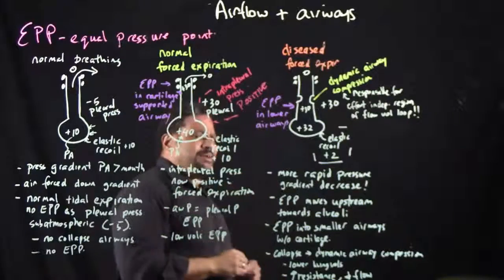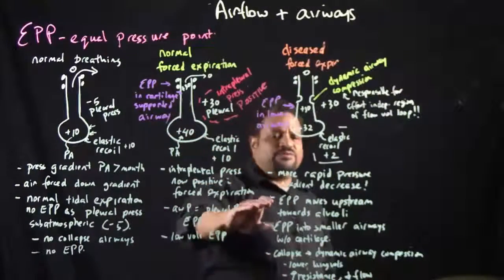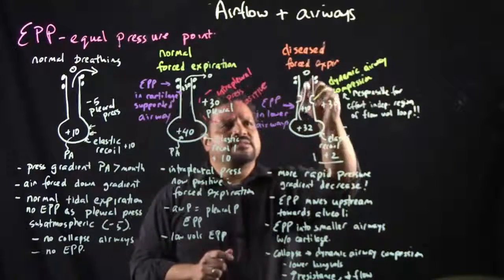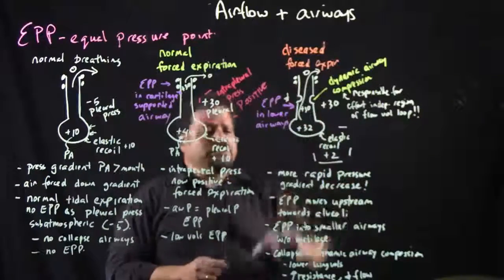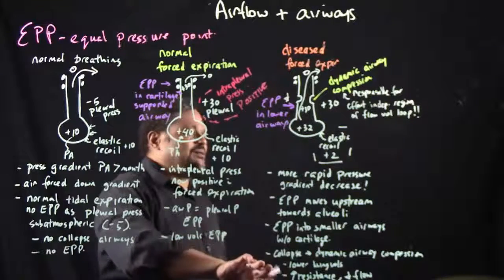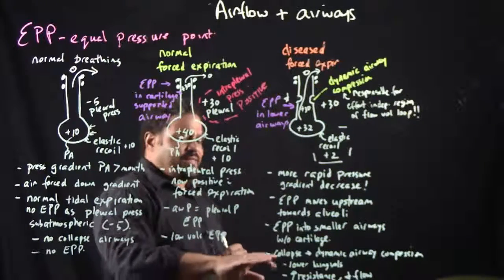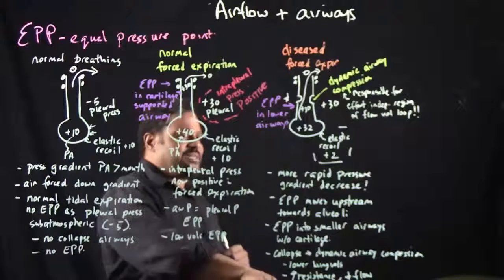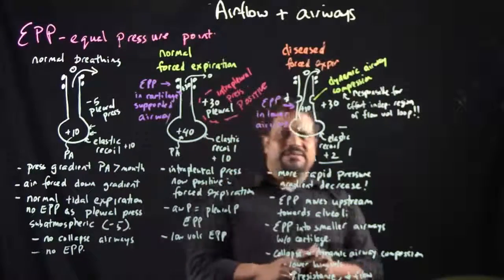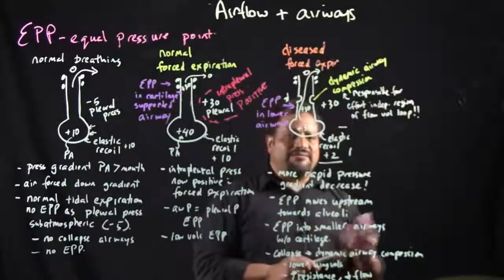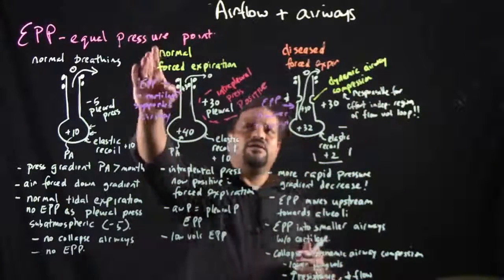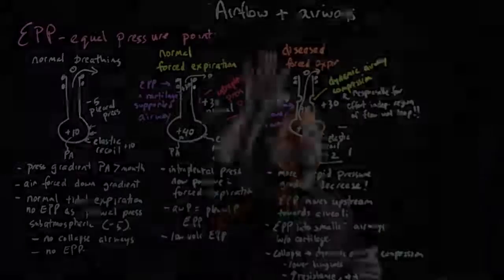So with the disease, more rapid pressure gradient decrease. The EPP moves upstream, okay, up the stream of the flow. So this is the airflow, so EPP moves upstream, okay, towards the alveoli, moves into smaller airways without cartilage. You get collapse of those airways, dynamic airway compression, and that occurs at lower lung volumes. You're going to increase the resistance, you're going to decrease that flow. So that dynamic airway compression basically results in that effort-independent region of that flow volume loop. Dynamic airway compression can occur in normal forced expiration and diseased expiration.